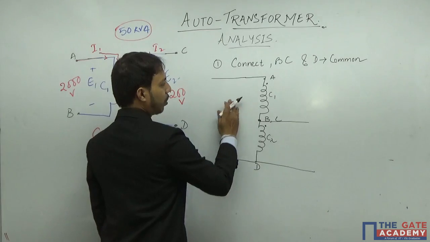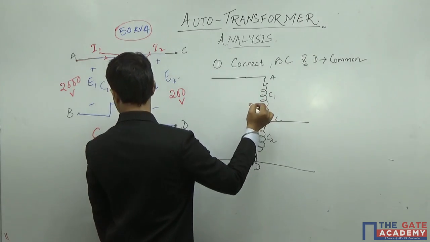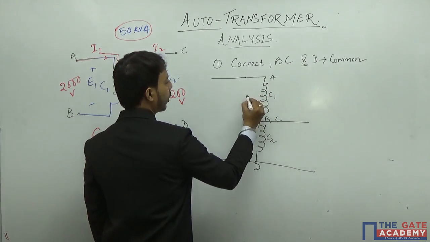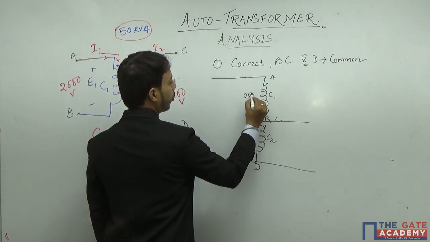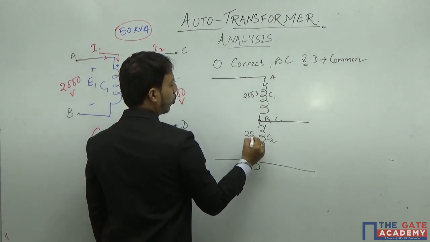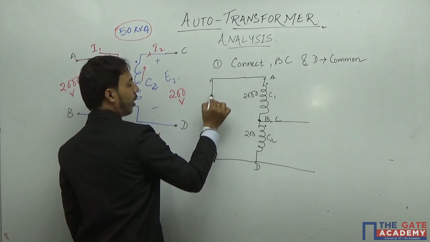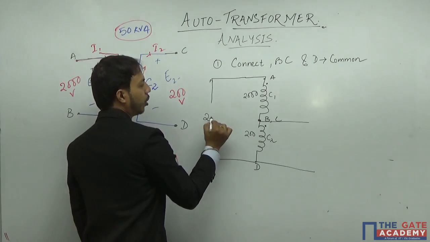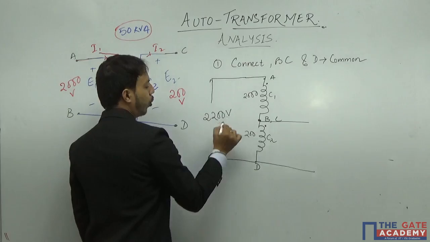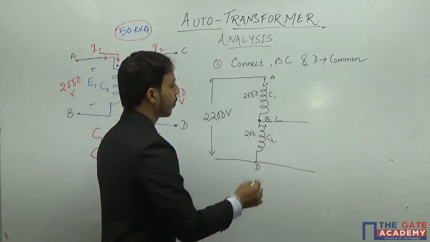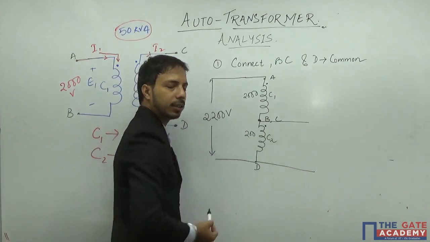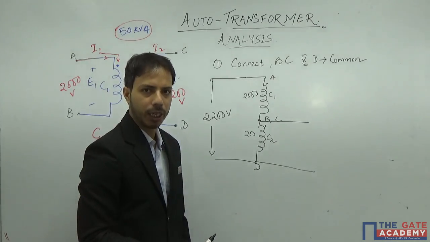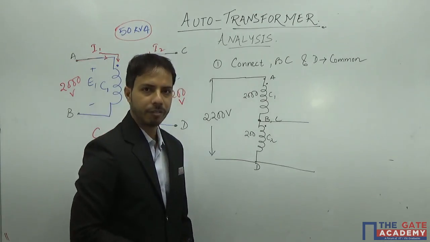What voltage can I apply? Coil 1 has a voltage rating of 2000 and this is 200. So the total that I will be getting here is 2200 volts. Why? Because you see, these polarities are the same. Okay, so this is called additive polarity.